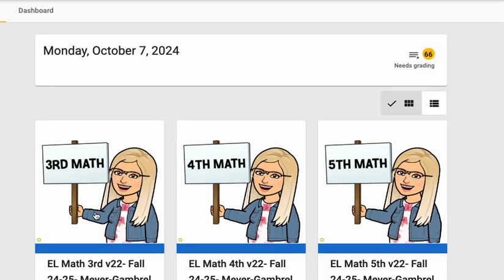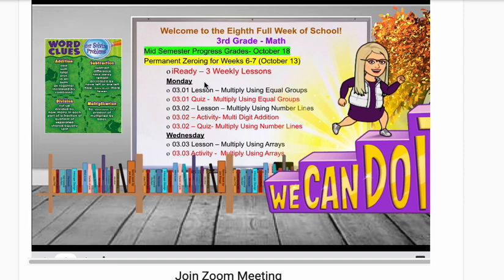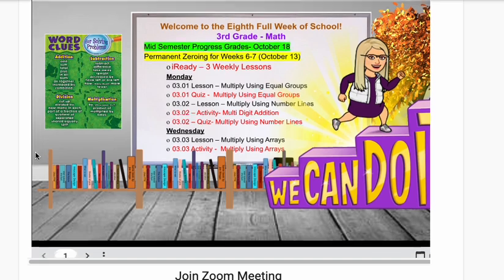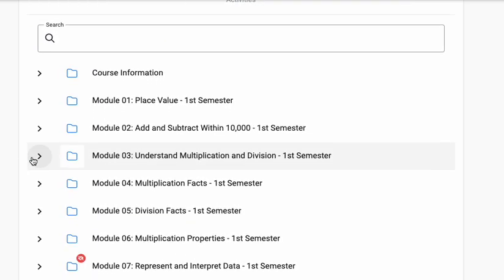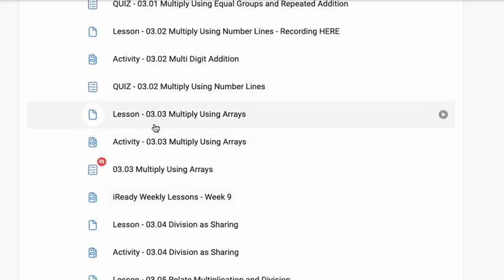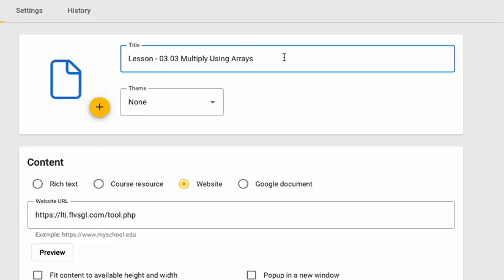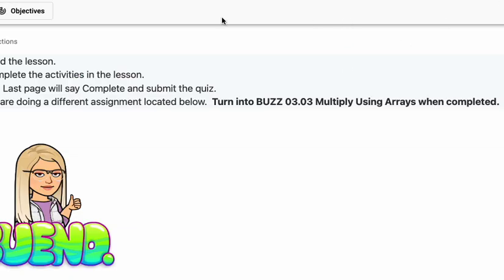So when we hop in and go into third grade math, notice we already had 301, 302. Now let's take a look at 303. So we're going to go into the Module 3 folder. We're going to go into 303. I'm going to go ahead and put your recording here. And let's go ahead and look at it.